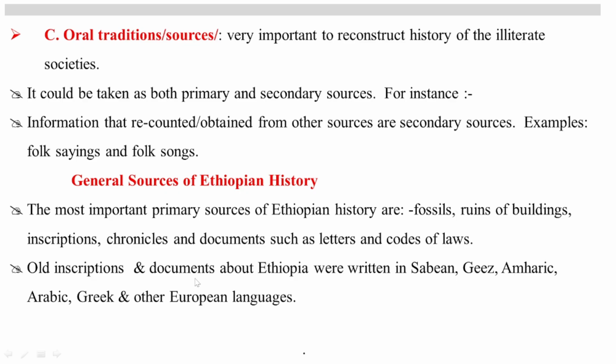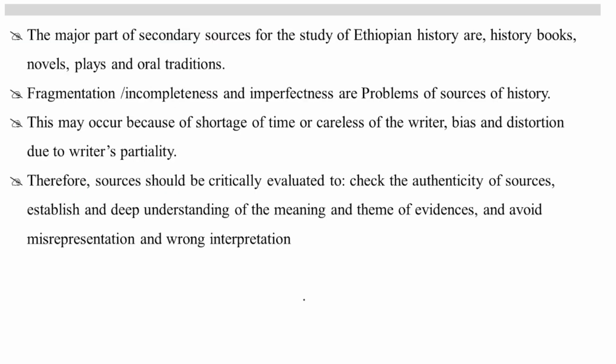Amharic, Ethiopian language, Arabic, from Arab, Greek, and other European languages. So all the inscriptions and documents about Ethiopia were written in Saban, Gi'iz, Amharic, as well as Arabic, Greek, and other European languages. This means Ethiopian history. The major part of the secondary sources for Ethiopian history are history books, novels, plays, and oral traditions.